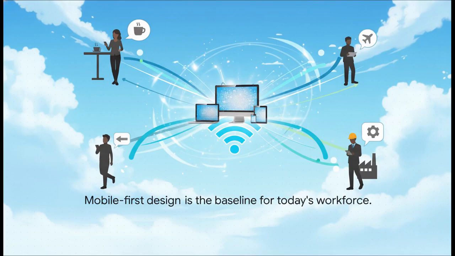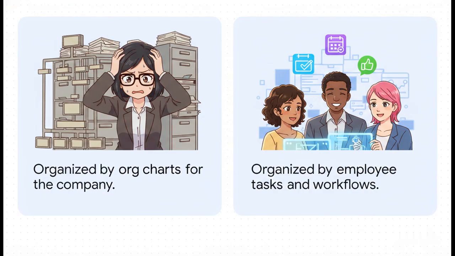Because look, if your intranet strategy doesn't work flawlessly on a smartphone, you are completely excluding your frontline and remote workers who just don't have daily desktop access. Your digital HQ absolutely must be accessible from a coffee shop, an airport, or literally a factory floor. And that brings us to a really major paradigm shift. Legacy portals used to be organized by internal org charts, mostly because it was designed for the company's convenience. But modern intranets, they are completely different.